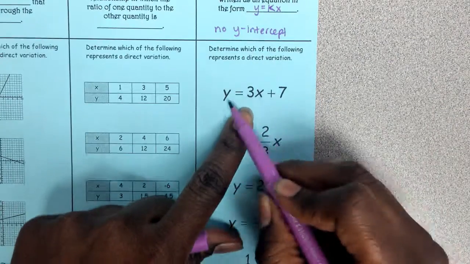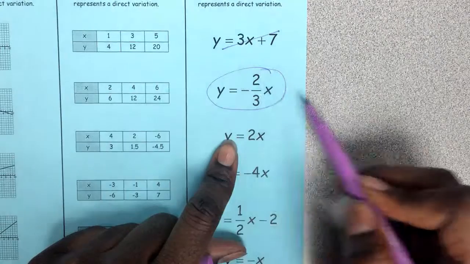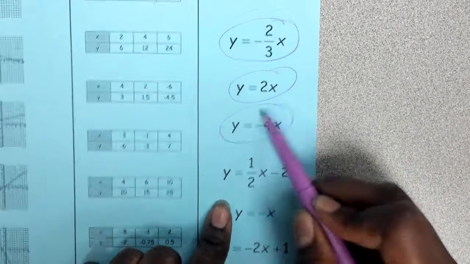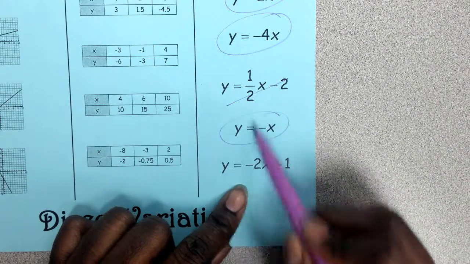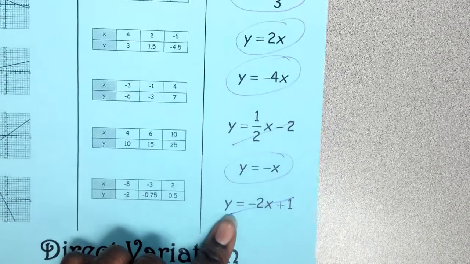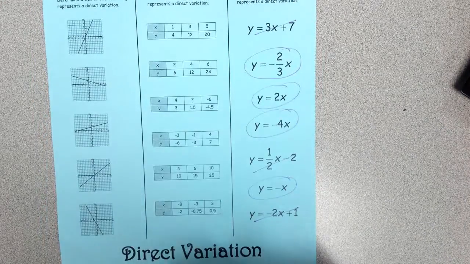So this one, nope, not direct variation. This one, yes. This one, yes, yes, no. Yes, no. 4, thank you. Yes, somebody already said there were 4 of them that did represent direct variation.